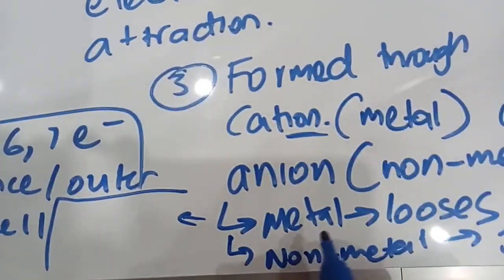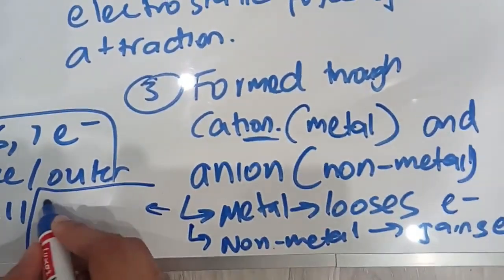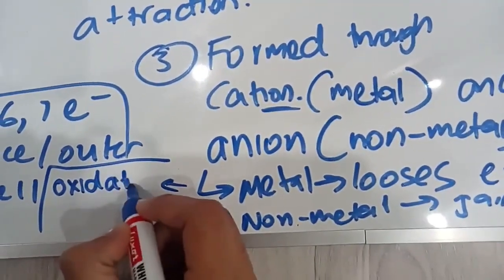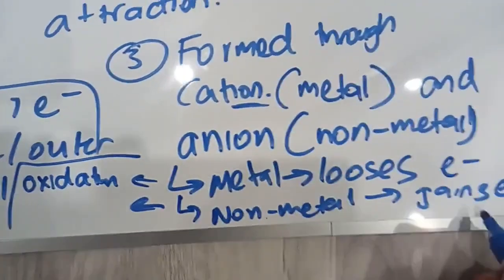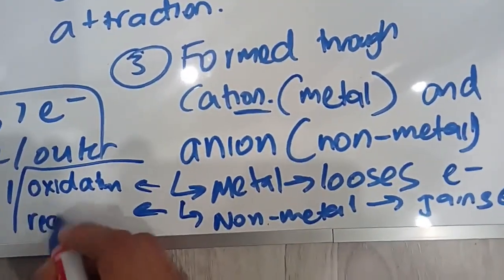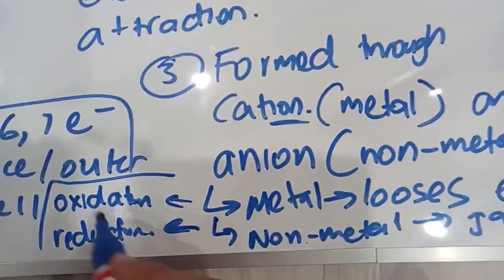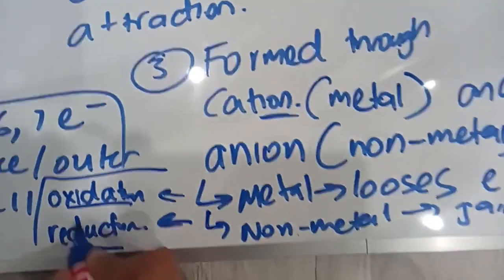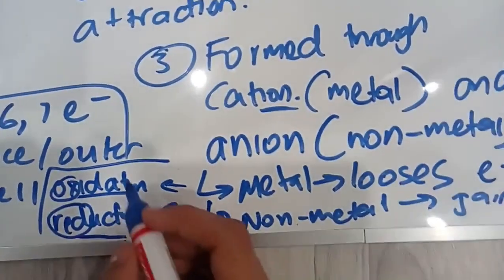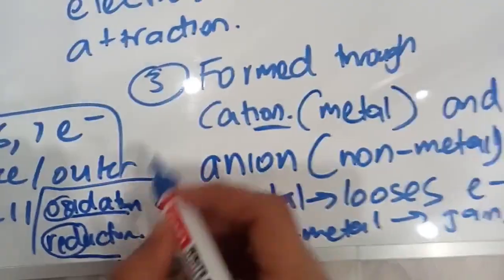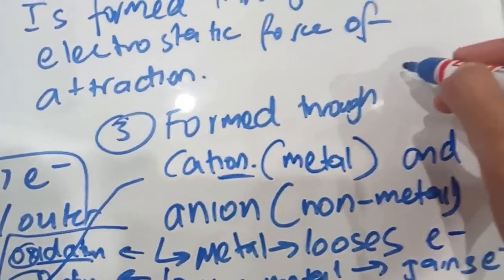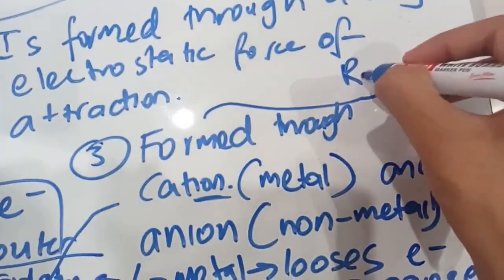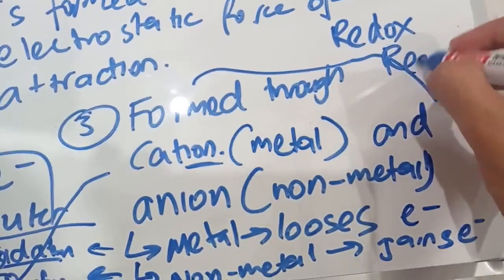Now, this is an important point. When something loses an electron, we call that oxidation. And when something gains an electron, we call that reduction. And in this case, we notice that oxidation and reduction both happened at the same time. And when they both happen at the same time, we have a special term for that, and that is redox. And so this is a redox reaction. So everything that it takes to form an ionic bond is a redox reaction.